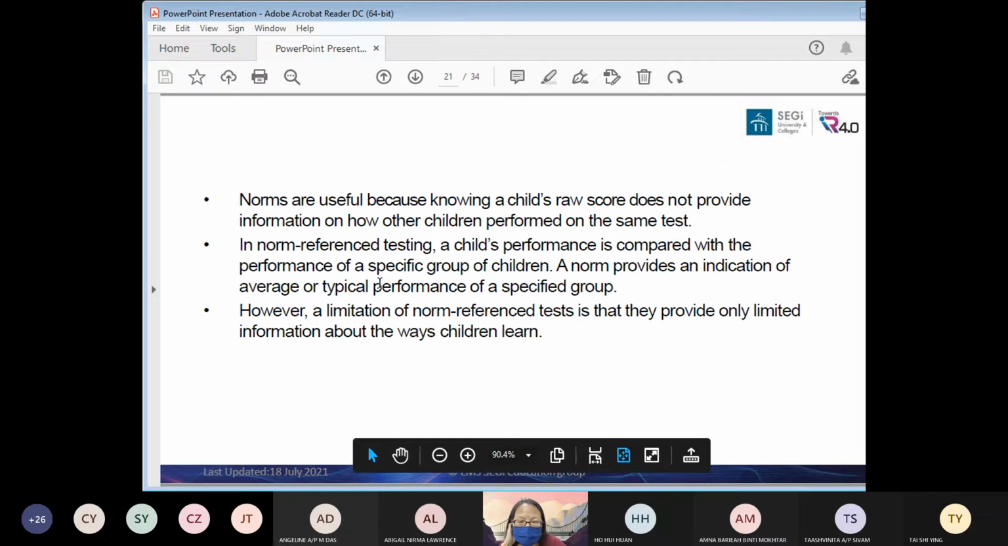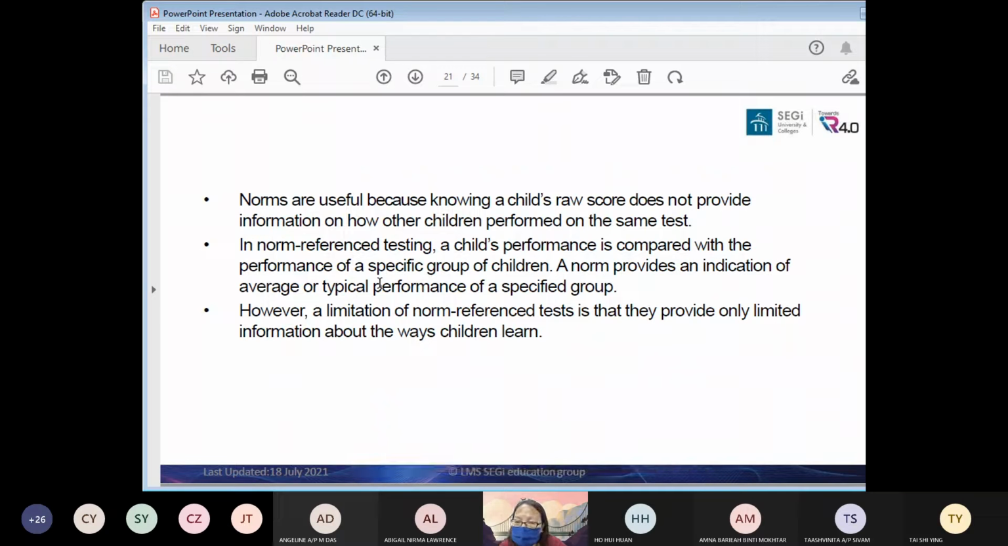Norms are useful because knowing a child's raw scores does not provide information on how children perform on the same test. Let's say raw scores means now you do your test, you have question 1 A, B, C, question 2 A, B, question 3 A, B, C, D, for example. All these small scores are the raw scores because you haven't added up the total yet. And just from the raw scores, you cannot tell how well the child has done or not.